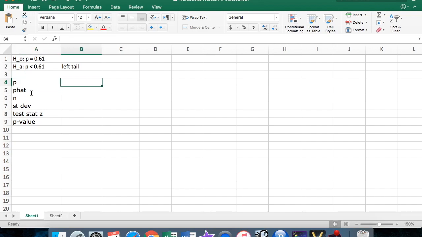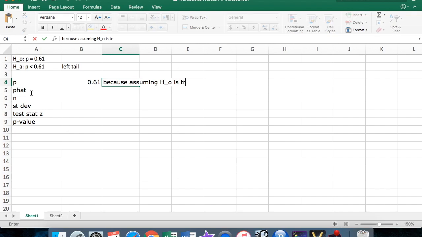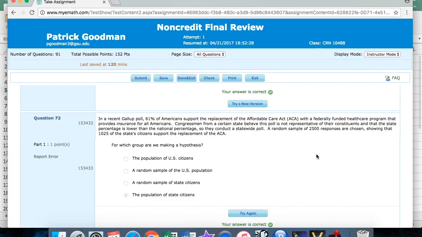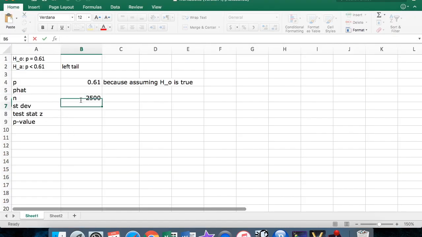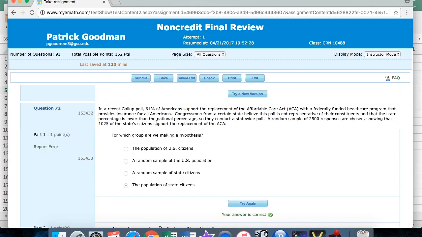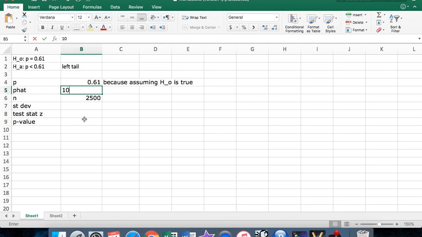So p, remember, we're assuming that the null hypothesis, we're assuming h sub 0 is true, so then my p is 0.61, right? If h sub 0 is true, then p is 0.61. Now let's look at my p hat. So my p hat was the 2,500 people, that's n, and then how many people said yes? 1,025. So p hat would be equal to the 1025 people divided by 2,500. Okay, so 0.41. Whoa, that's way smaller, but let's see if it's small enough to reject.